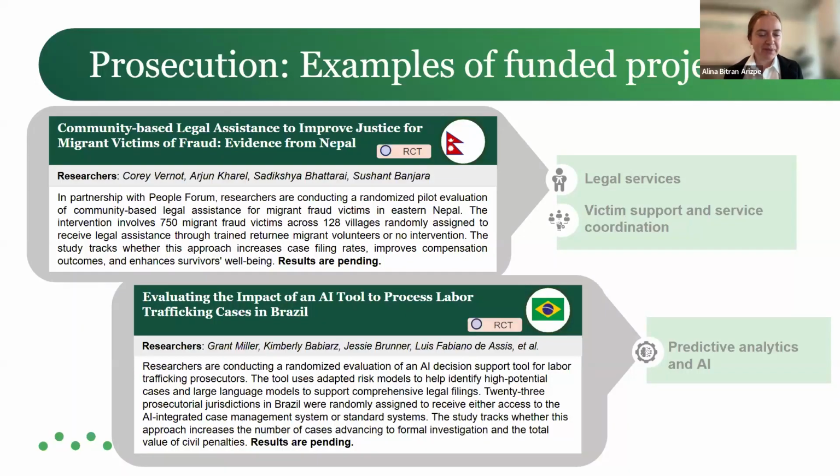And then the second project is in Brazil. This is also a full randomized control trial. It's evaluating the impact of an AI tool to process labor trafficking cases in Brazil. So this team of researchers has developed an AI decision tool for labor trafficking prosecution. This tool is using an adapted risk model to help identify high potential cases and see if this can actually help increase the number of cases advancing to formal investigation as a first outcome, and second, the total value of civil penalties. So again, this project also just began 1 month ago, but we are very interested in seeing the potential of this study and potentially learning more about predictive analytics and AI and potentially being able to replicate to some of the other contexts.